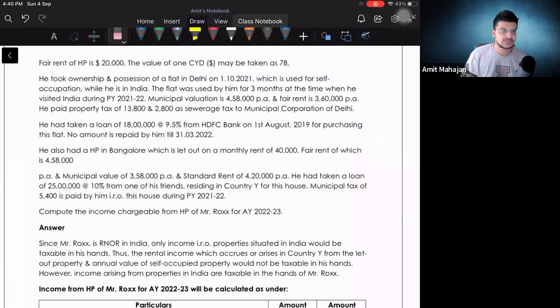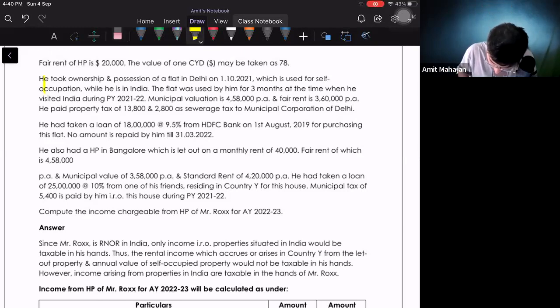He took ownership and possession of a flat in Delhi on 1/10/2021, which is used for self-occupation while he is in India. The flat was used by him for 3 months when he visited India during previous year 21-22. Municipal value is given, fair rent is given, property tax is given, sewerage tax is given, and below that the loan is given. Understand. Now one more thing you may not know, you will know if you have solved this question.